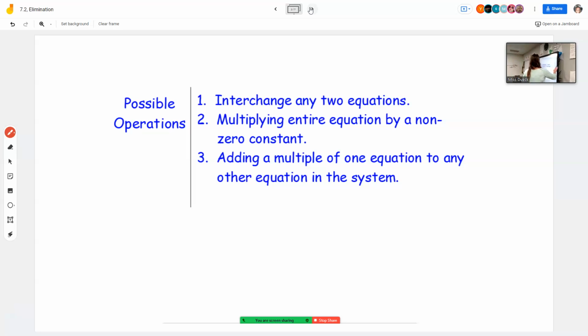I actually want you guys for this page. This is preparing us for section, ooh, it's an interesting one. Is it 7.3 or 7.4? Wow, off the top of my head, I don't remember. But I want you to write down row operations.